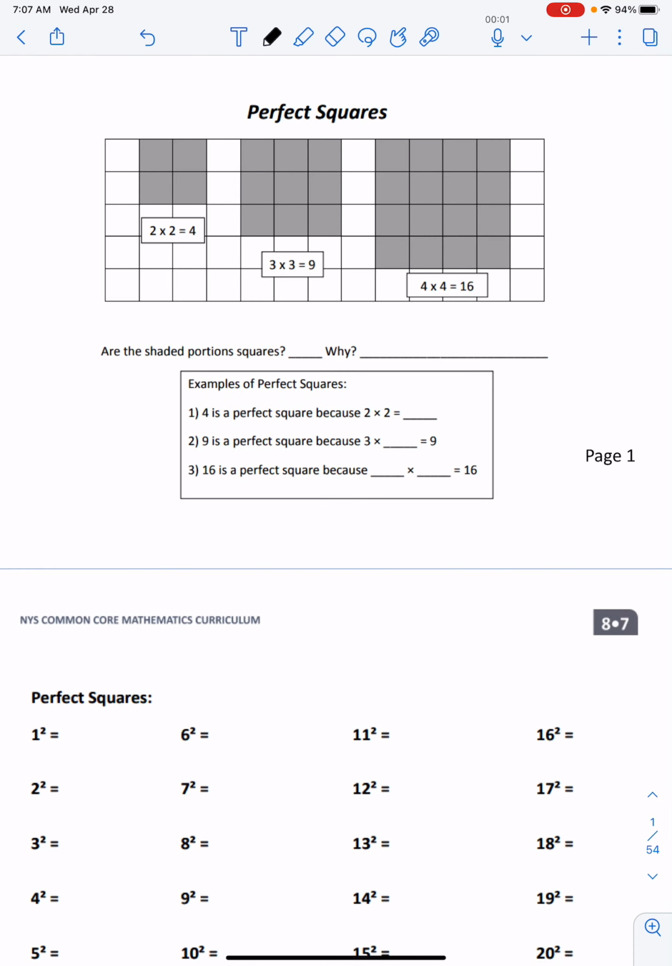So next, perfect squares. You can see here 2 times 2 equals 4, 3 times 3 equals 9, and 4 times 4 equals 16. It says, are the shaded portions squares? Answer is yes. And it says why? Because they are products of a number and itself.